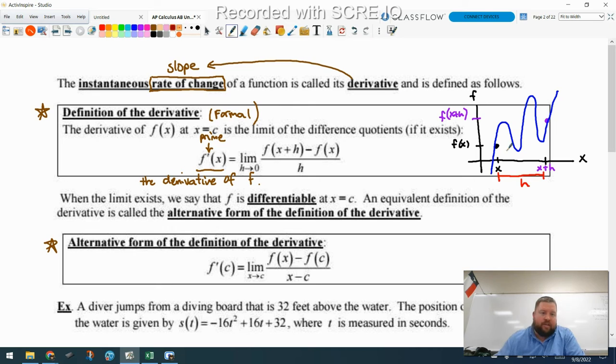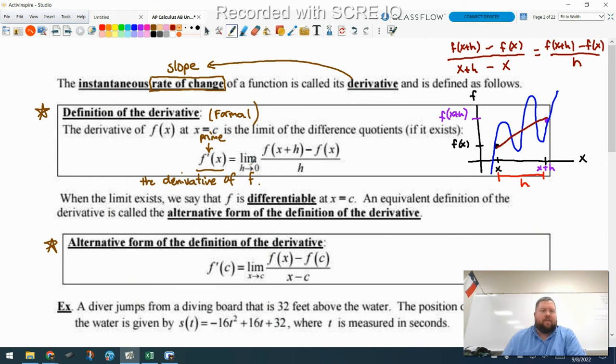We are thinking of what is the slope between those two points right there if I just draw a line. That slope would be, I'll write it up here, f of x plus h minus f of x, divided by x plus h minus x. That's y2 minus y1 over x2 minus x1. Then you can simplify. The numerator is going to stay the same. In the denominator, the x here cancels with a negative x, leaving us with h. That's where that comes from. That's the average rate of change.